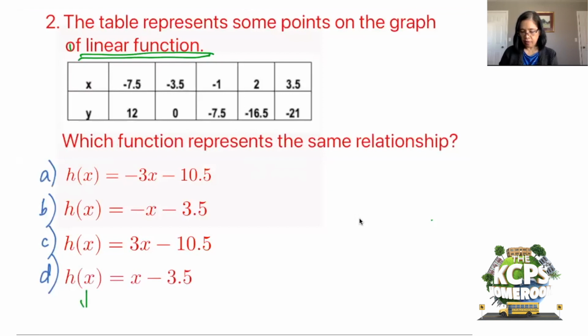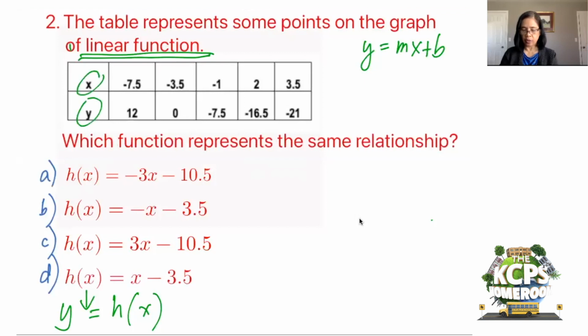So we have here h of x, and remember our function notation y is equal to f of x, or in this case our function name is h. So we can replace y with h of x, or h of x with y. So going back, you have the equation y equals mx plus b. So this is the slope-intercept form of the line. So we have points here, the ordered pairs x and y. We have the ordered pairs: x negative 7.5 and 12, negative 3.5 and 0, negative 1, 7.5, and so on.